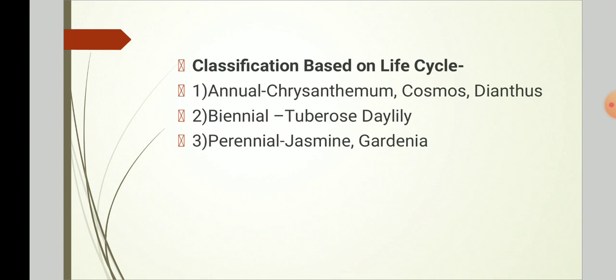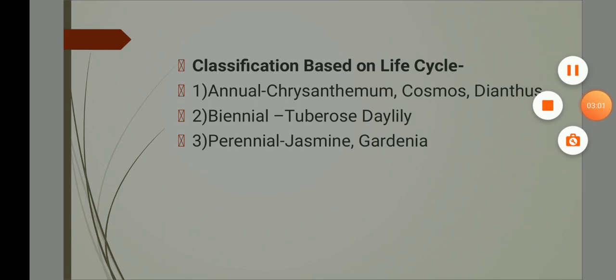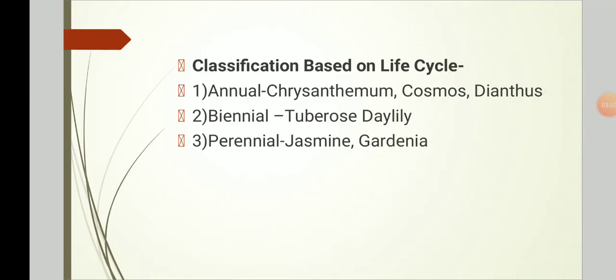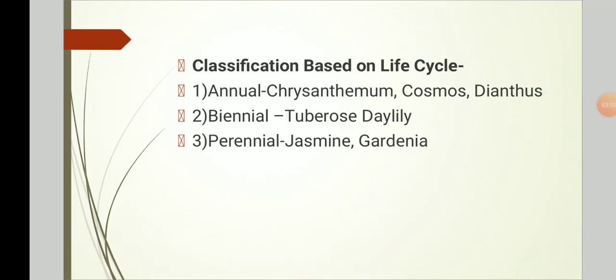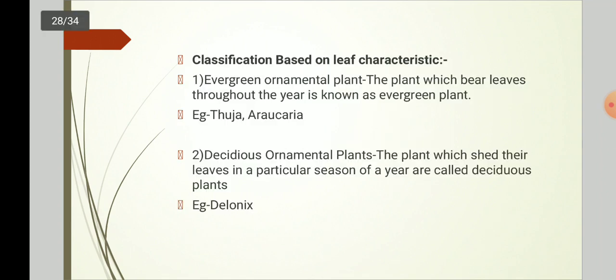And the last one is perennial. Perennials are those plants which survive more than 2 years. The examples of perennial plants are jasmine, gardenia, which are ornamental. Then classification based on leaf characteristic.